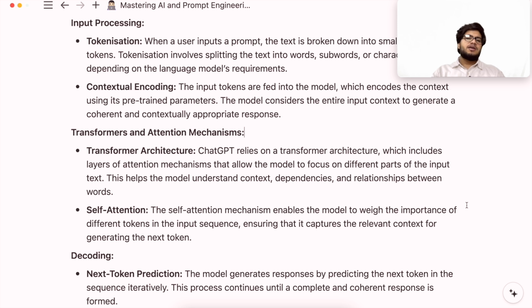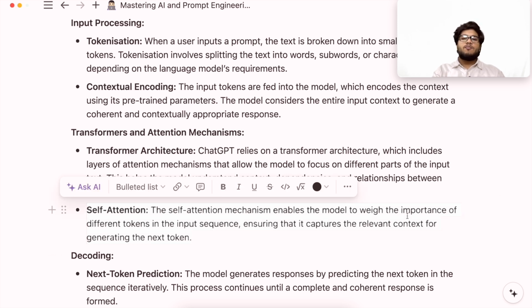What is self attention? The self attention mechanism enables the model to weigh the importance of different tokens in the input sequence, ensuring that it captures the relevant context for generating the next token. So, the self attention mechanism usually weighs the importance of different tokens. Like we don't have to give a lot of importance to verbs. What are the nouns? Nouns will have a better and more weight. It's how much the importance is, not the actual weight, nothing like that.